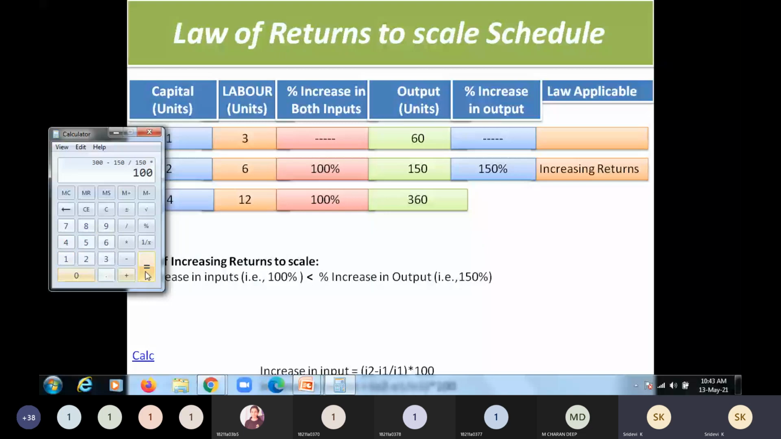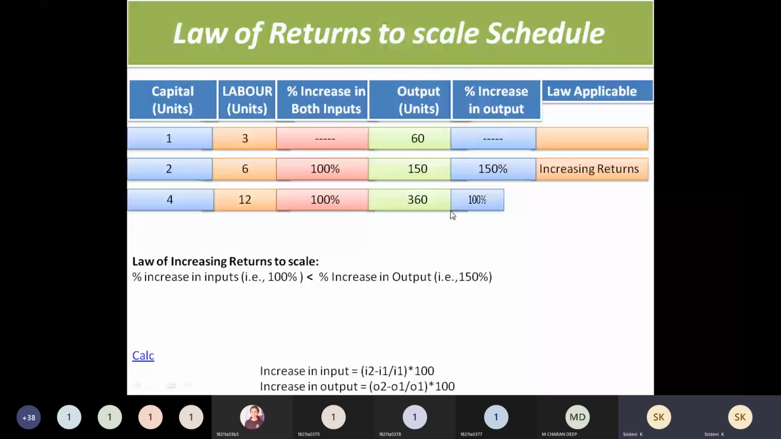Anyhow, we need it equal to 100%. So you make it here 300, not 360. So that will give you 100% of output. Okay. This is a mistake here, so you change that. Double 150. That's all. So you will get constant returns because we need to show all the laws in one single schedule.